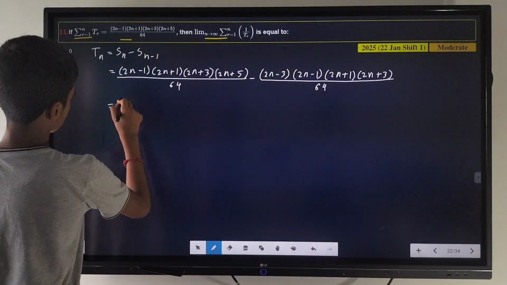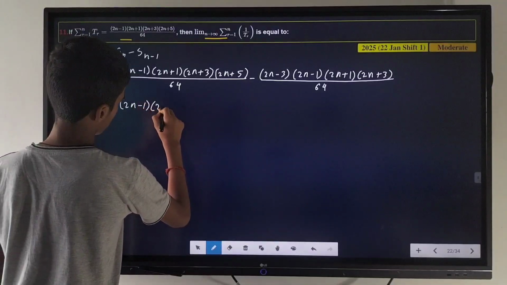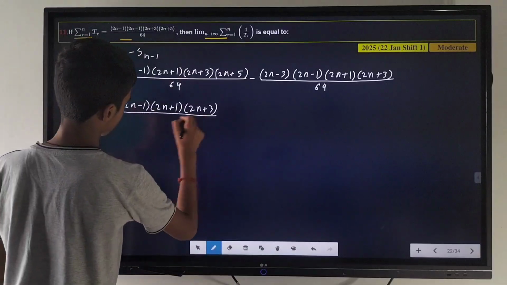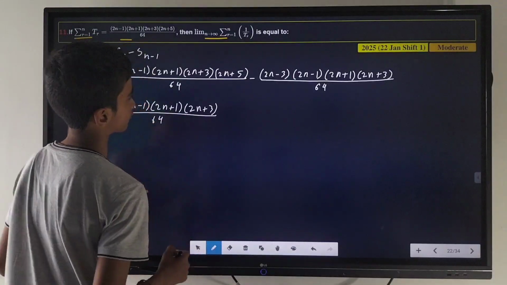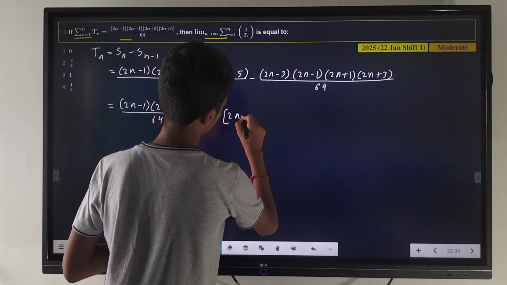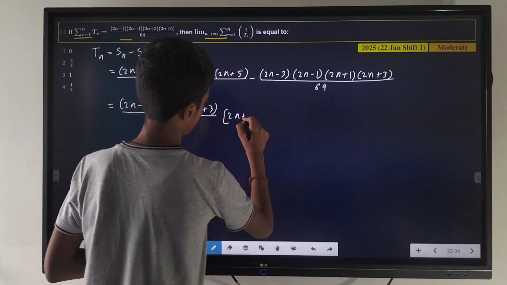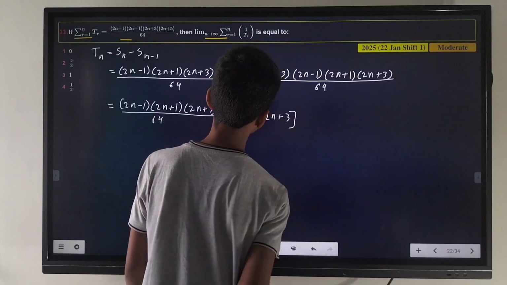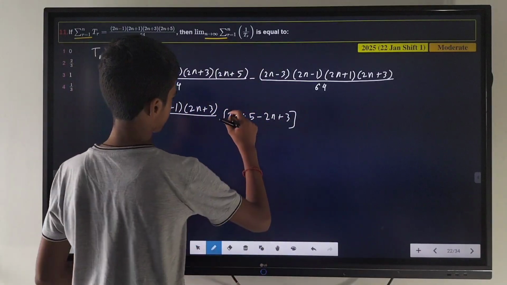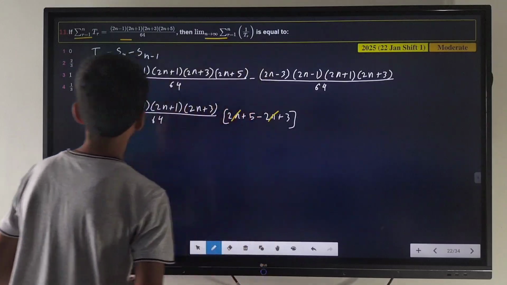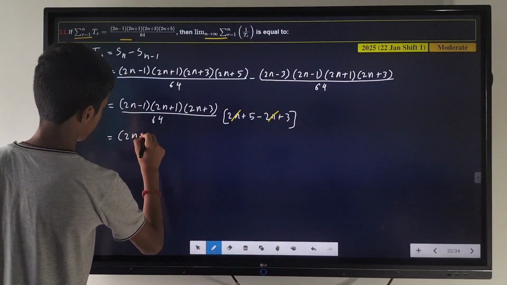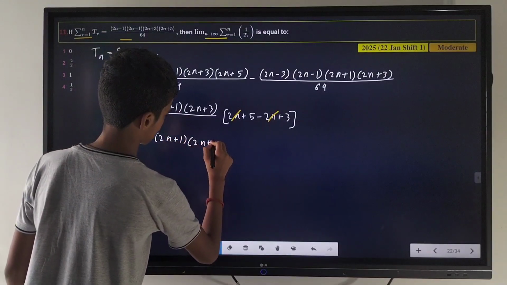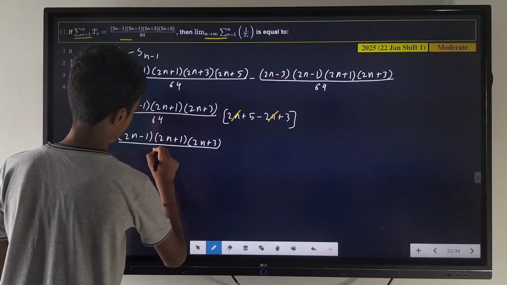We will take (2n minus 1)(2n plus 1)(2n plus 3) common, divided by 64. We will take this expression common. Inside we will get 2n plus 5 minus (2n minus 3). The 2n terms will get cancelled. This bracket will be 8. So this is equal to (2n minus 1)(2n plus 1)(2n plus 3) divided by 8.